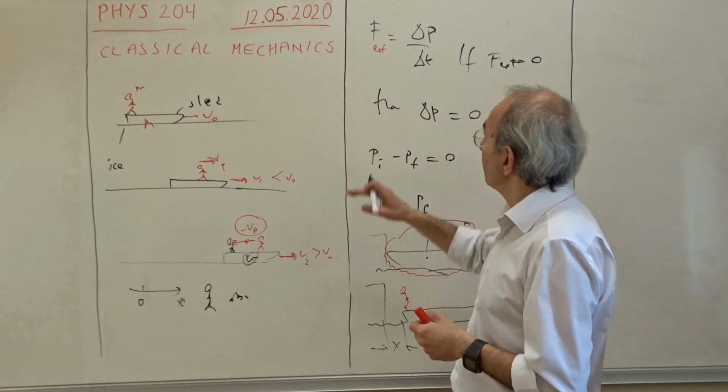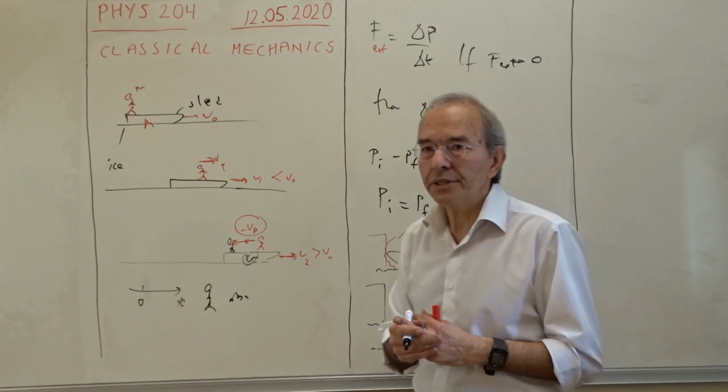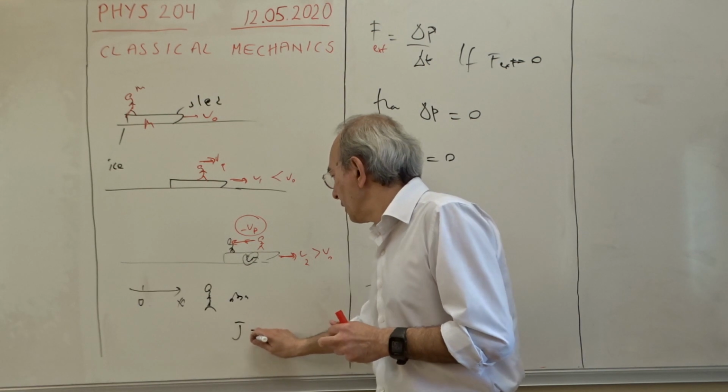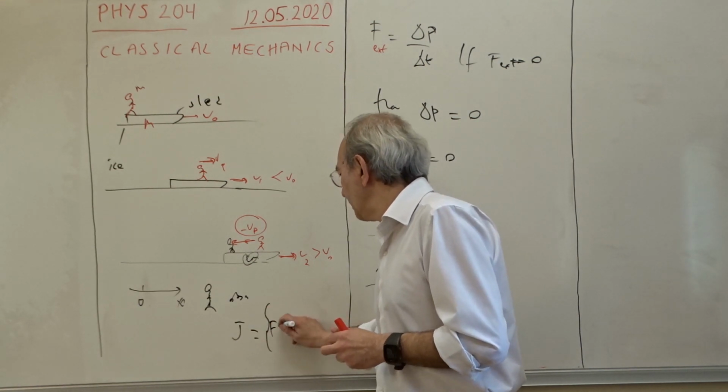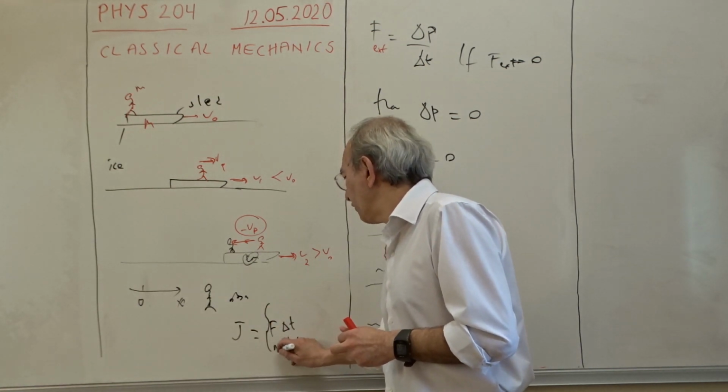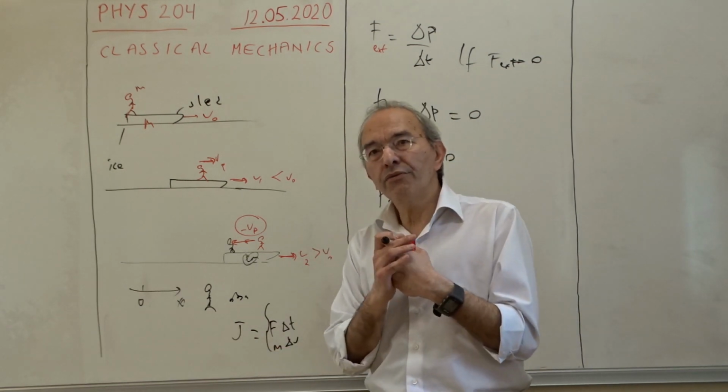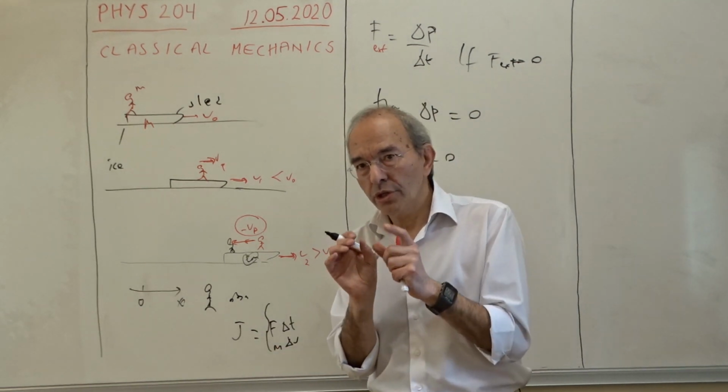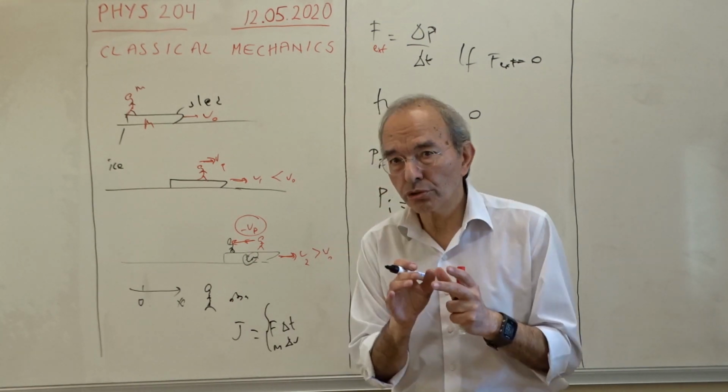And the impulse, let me repeat, impulse J is F delta t or m delta v, if something is colliding with something else during a certain, generally short, amount of time.